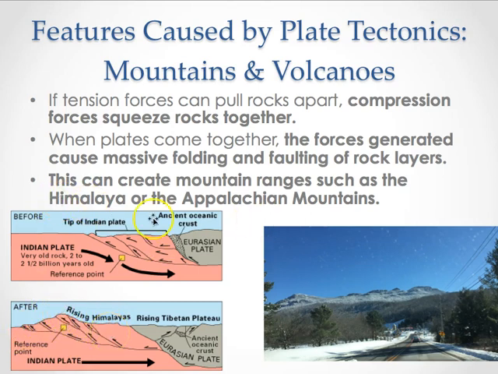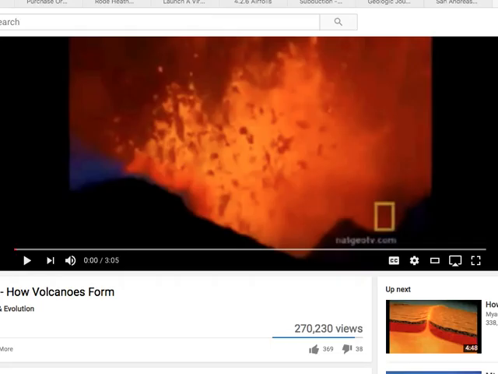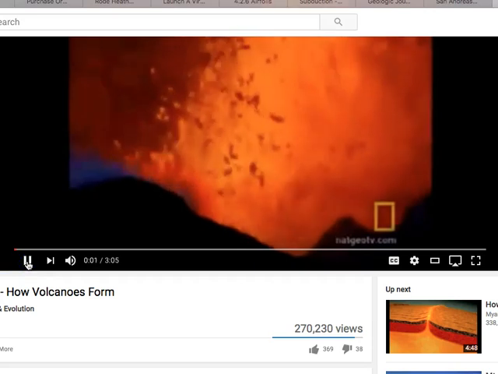So I mentioned the Himalayas, and I also mentioned the Appalachian Mountains. I was actually in the Appalachian Mountains about a week ago. So this is just a quick picture I snapped on my way up there. But how do these volcanoes form? So we talked about mountains, but where do the actual volcanoes come from? So here's a video that should shed some light on that for you.